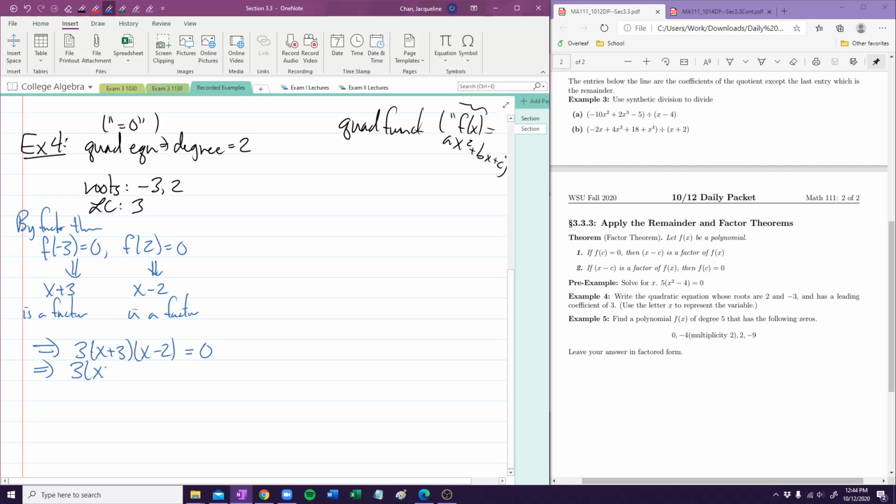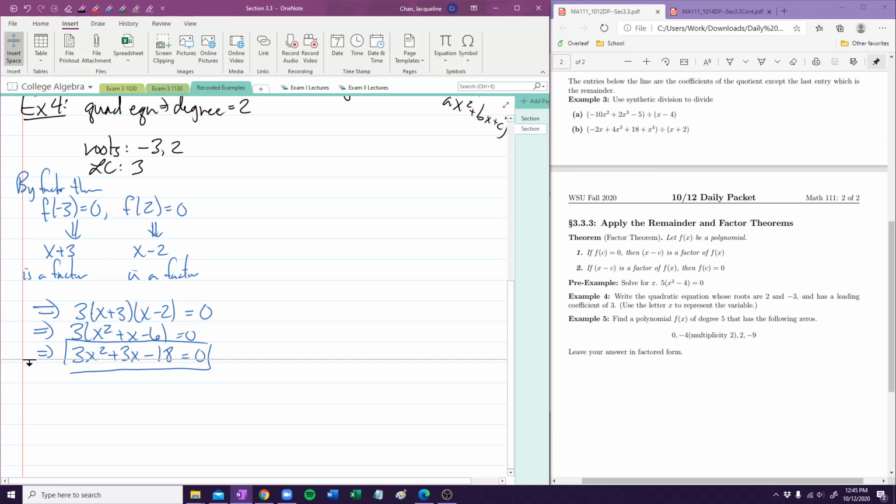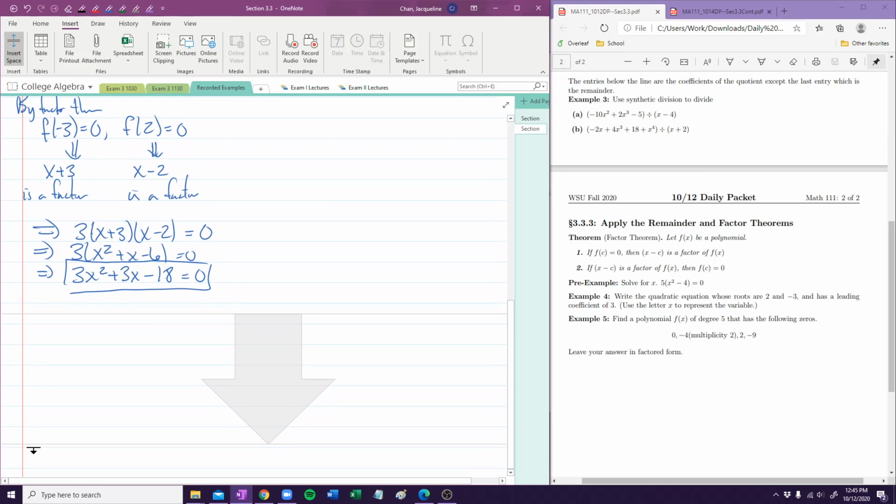And again, this is my final answer. A good way to check is because we want a quadratic equation, which means degree 2. My degree is 2, that's good, and we want the leading coefficient to be 3. The leading coefficient, remember, is the coefficient of your leading term, and it's also 3. So not as much work as before.